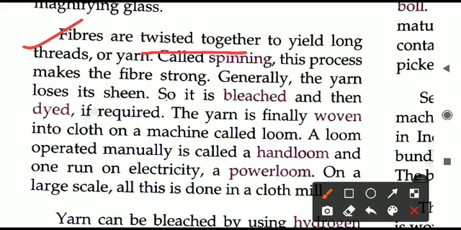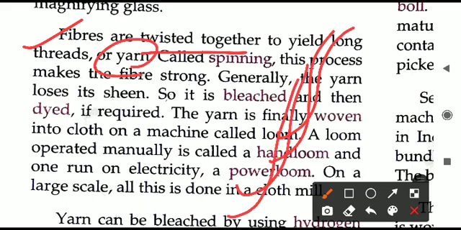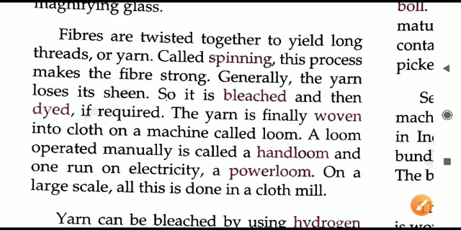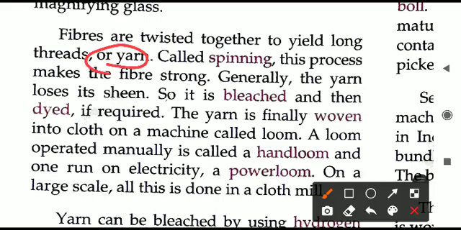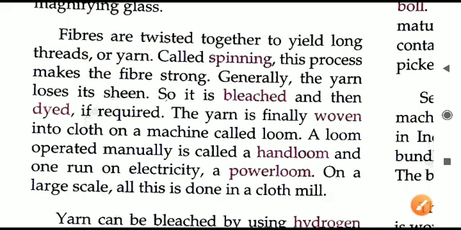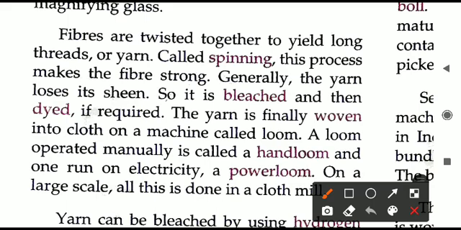Fibers are twisted together to yield long threads or yarn. Yes, all the different types of fibers are intertwined with each other. So that will make a particular kind of yarn. That is called thread also, or yarn. So this process will be called spinning. By the spinning process, what will happen?